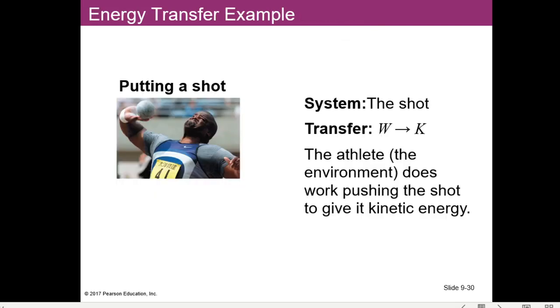Okay. All right. So for example, here's an energy transfer example. This athlete here is putting a shot. He's got a heavy ball in his hand, and he's going to use his arm muscles to make the shot go away from him. Right, so he's doing work on it. That is, he's exerting a force over a distance to give the shot put kinetic energy.